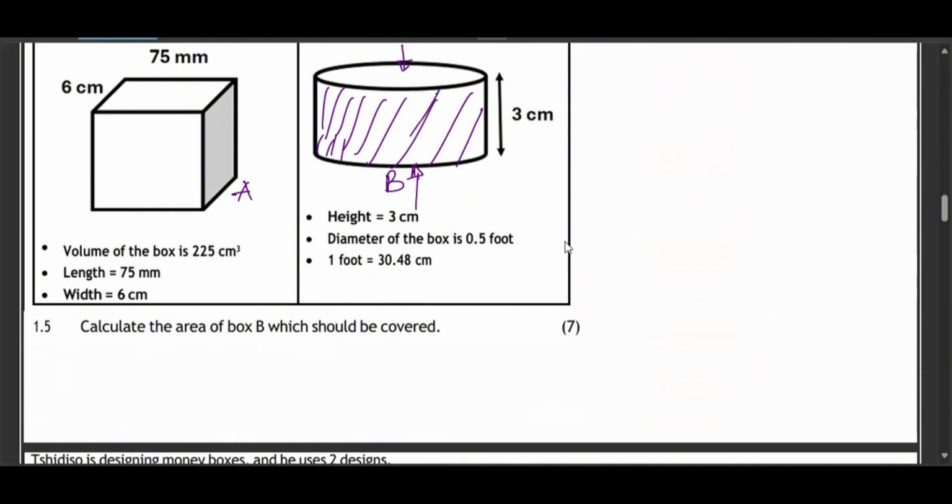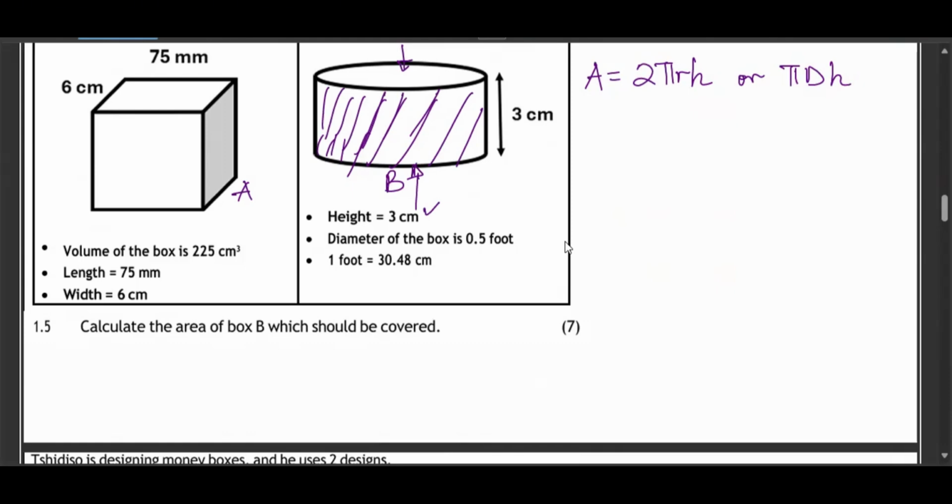How do we get only the area of this? If they've not given you the formula, you can try your best, but the formula for this area will always be 2 pi r h. Or you can say pi d h. It doesn't matter. Take note of that now. The height is in centimeters. They never gave you the units to use, but in South Africa, we use metric. So the answer has to be in centimeters.